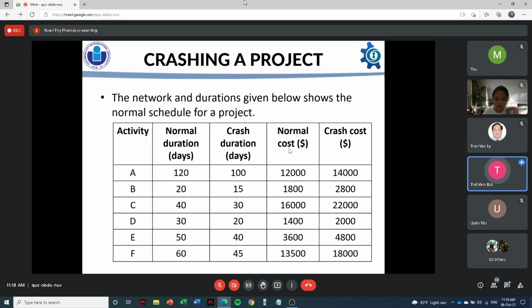The next session is Ngọc, and Ngọc will introduce the exercise on rushing a project, for example. Hello everyone. My name is Ngọc and I am responsible for presenting the section on crashing a project. So here we can see all the information we need in order to crash a project. Assuming that the project manager wants us to finish the project within 110 days, we need to determine the minimum cost possible for the project. Next slide, please.